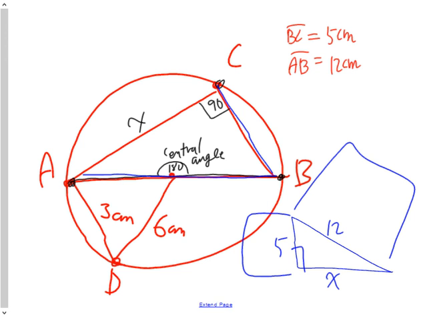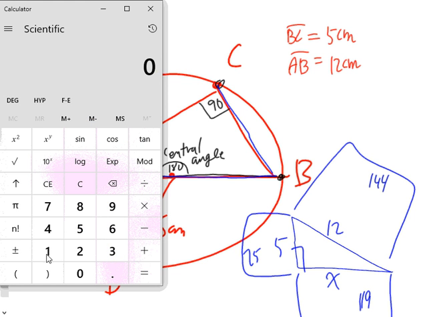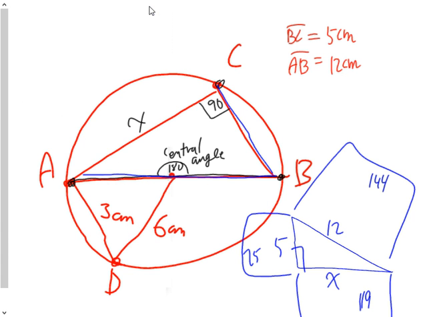Two ways to do it. The one we usually use is the squares on here. 144 over here and 25, which would make this one 119. And it would make x the square root of 119, which if I grab my calculator and go square root of 119, should be roughly 10.9. And therefore, this distance is approximately 10.9 centimeters long.